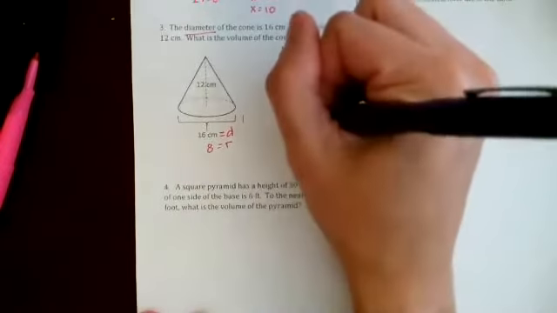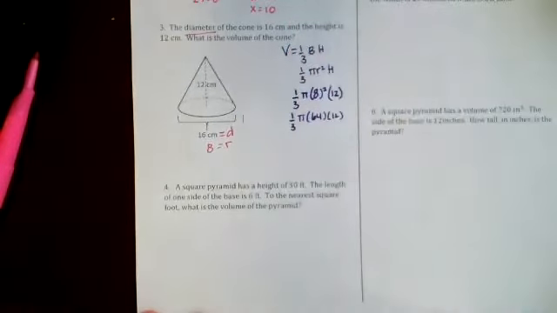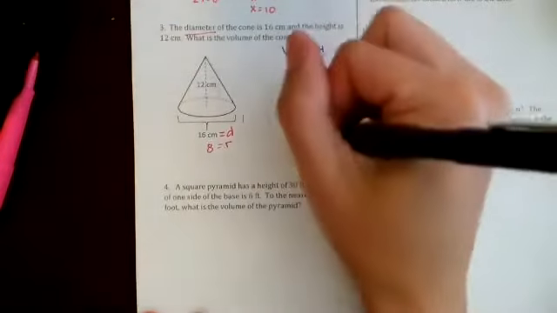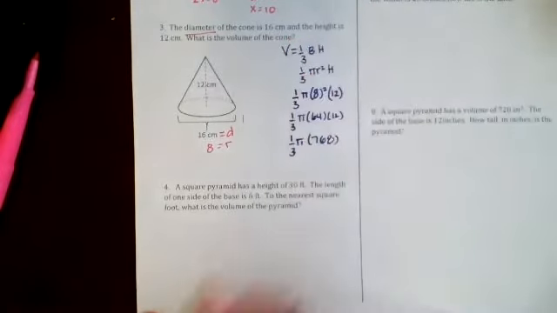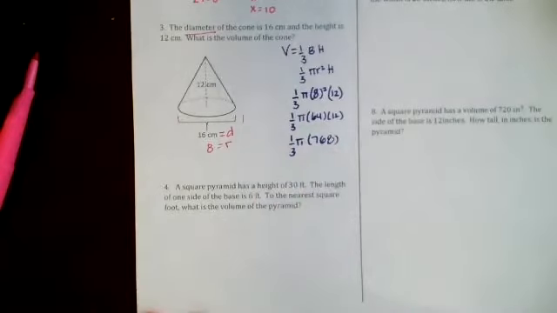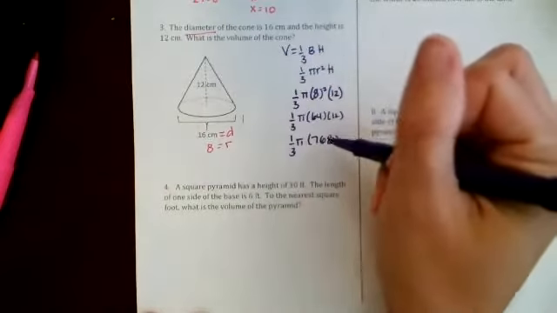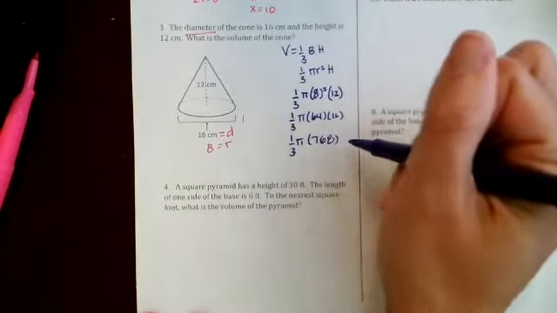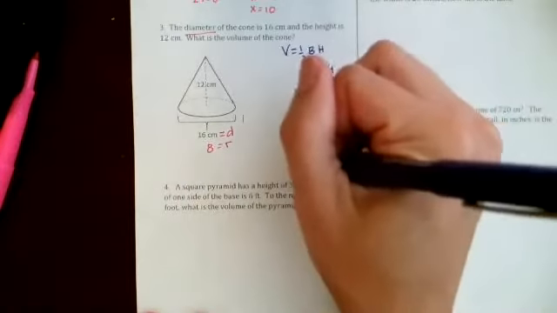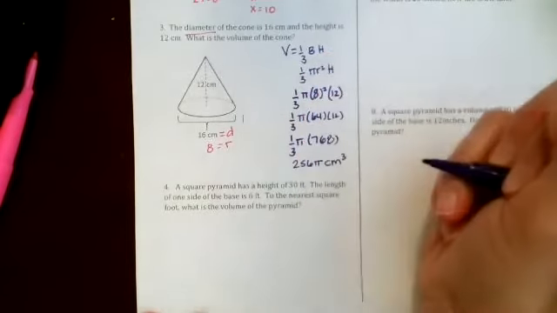All right, I'm going to take care of my exponents first. I'm going to save my fraction for the last thing to do. So I'm going to multiply the 64 times the 12. Okay, then I'm going to take 1/3 of 768, which is the same thing as saying divided by 3. So you can either on your calculator say 768 times 1/3, or you can say 768 divided by 3. You're going to get the same answer. You're going to get 256 pi. We're in centimeters, so centimeters cubed.